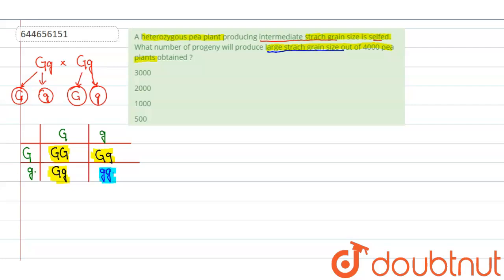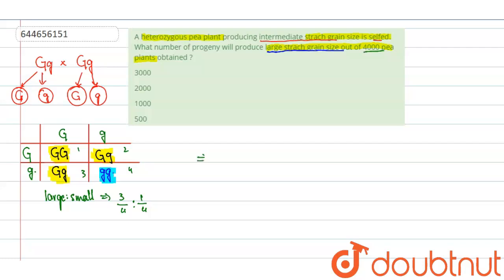So, the ratio of the large grain size to the small grain size is 3 by 4 because there are total 4 offsprings, 1, 2, 3 and 4. So 3 by 4 is to 1 by 4. Now what is asked in the question? What number of progeny will produce large starch grain size out of 4000 pea plants?